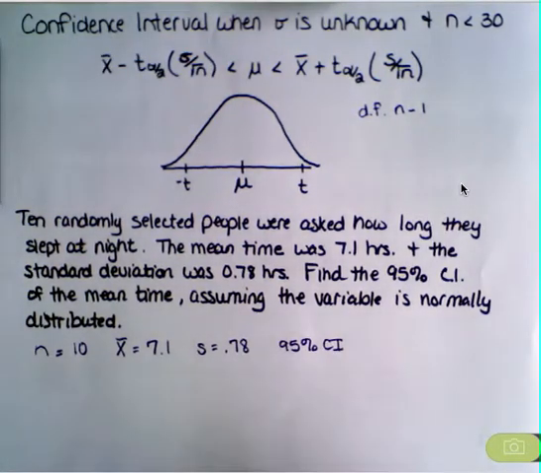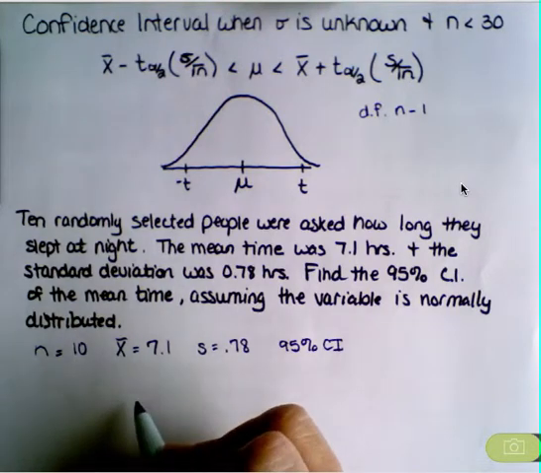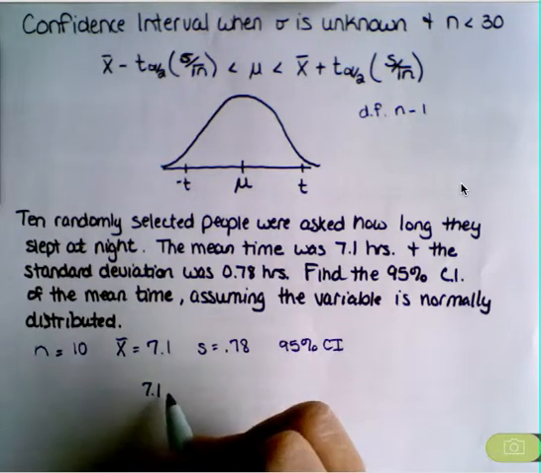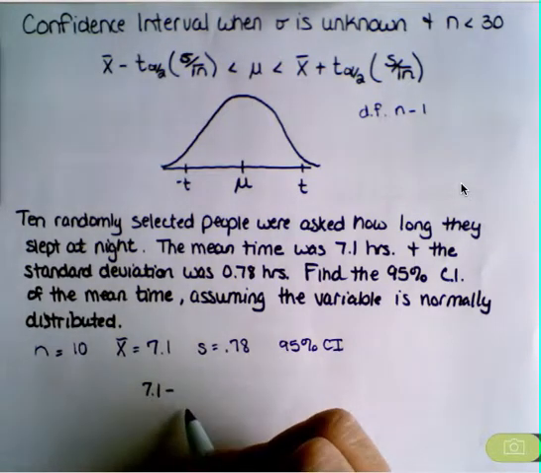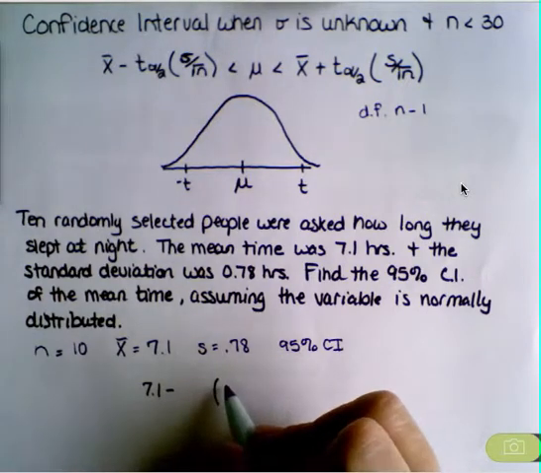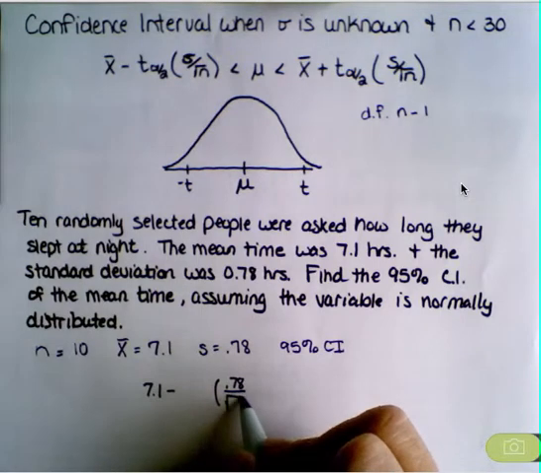In this particular case, we could put in 7.1 for the mean, minus, and we're going to need that t-score. We're going to need to know what that is in a moment. We have the standard deviation for our sample, and we're going to divide that by the square root of 10.